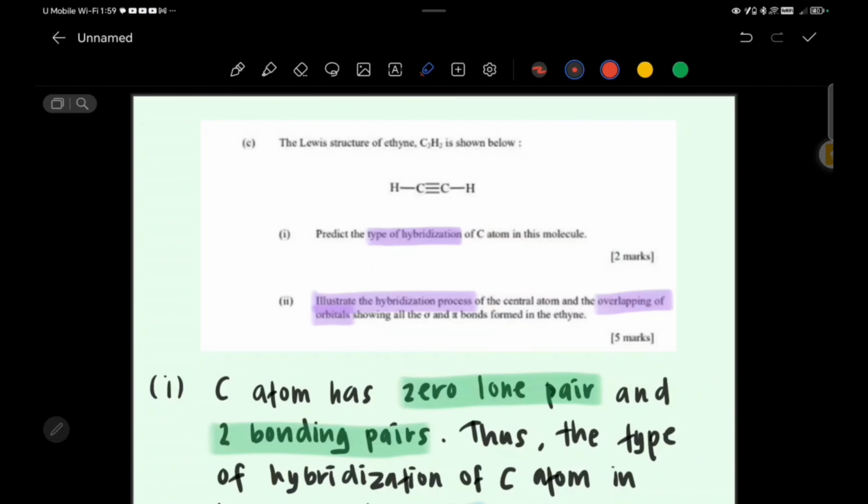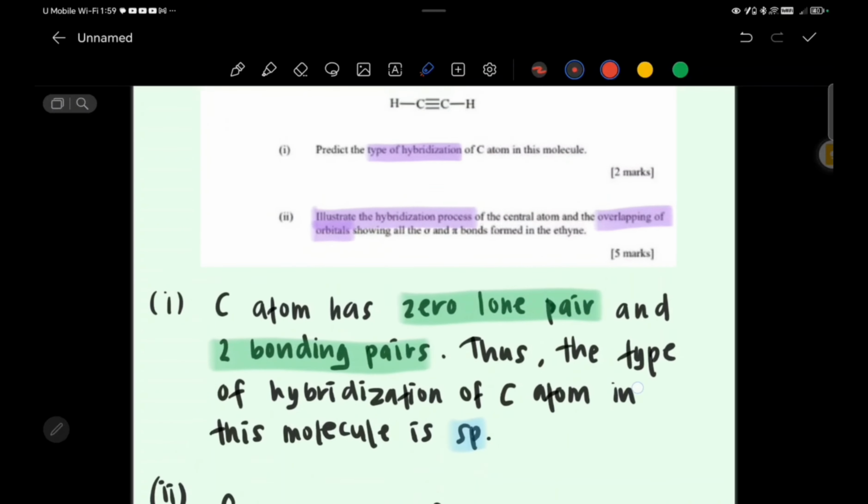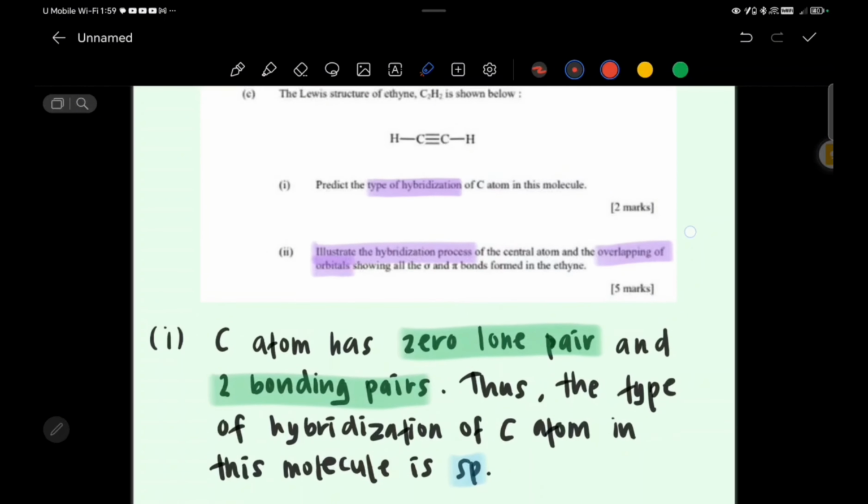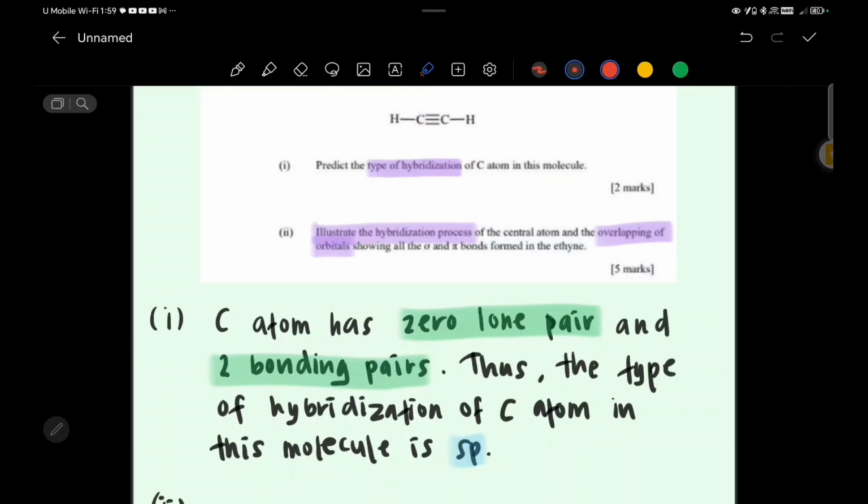Okay, last question, part C. The Lewis structure of C2H2 is shown below. As you can see, the carbons have a triple bond. The first question is, predict the type of hybridization of the C atom in this molecule. So the answer is, the C atom has 0 lone pairs and 2 bonding pairs.